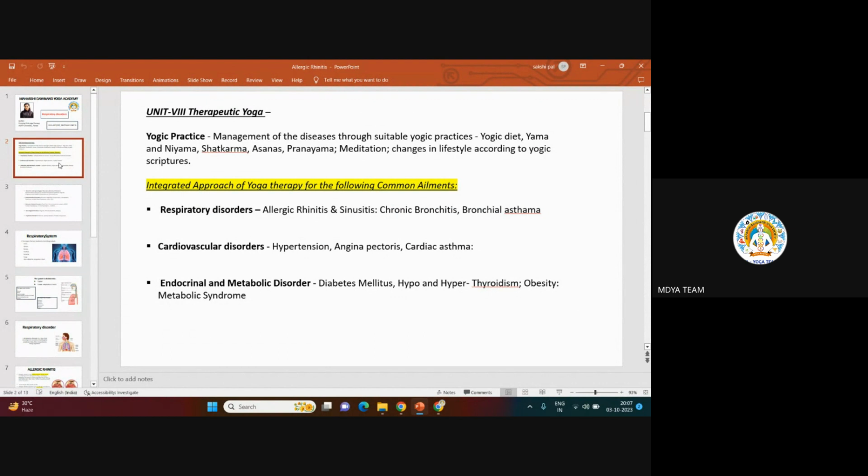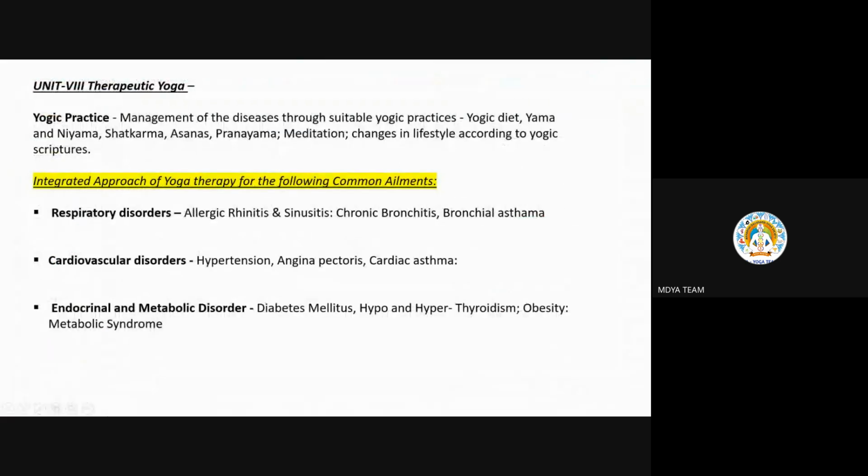So here, yogic practices. We'll go for management of the disease through suitable yogic practices. It could include diet, yama, niyama, anything, all the aspects, all the koshas. Here, a special thing which is mentioned, I marked it as a highlight also. Here it is the integrated approach of yoga therapy for all the ailments we'll see.